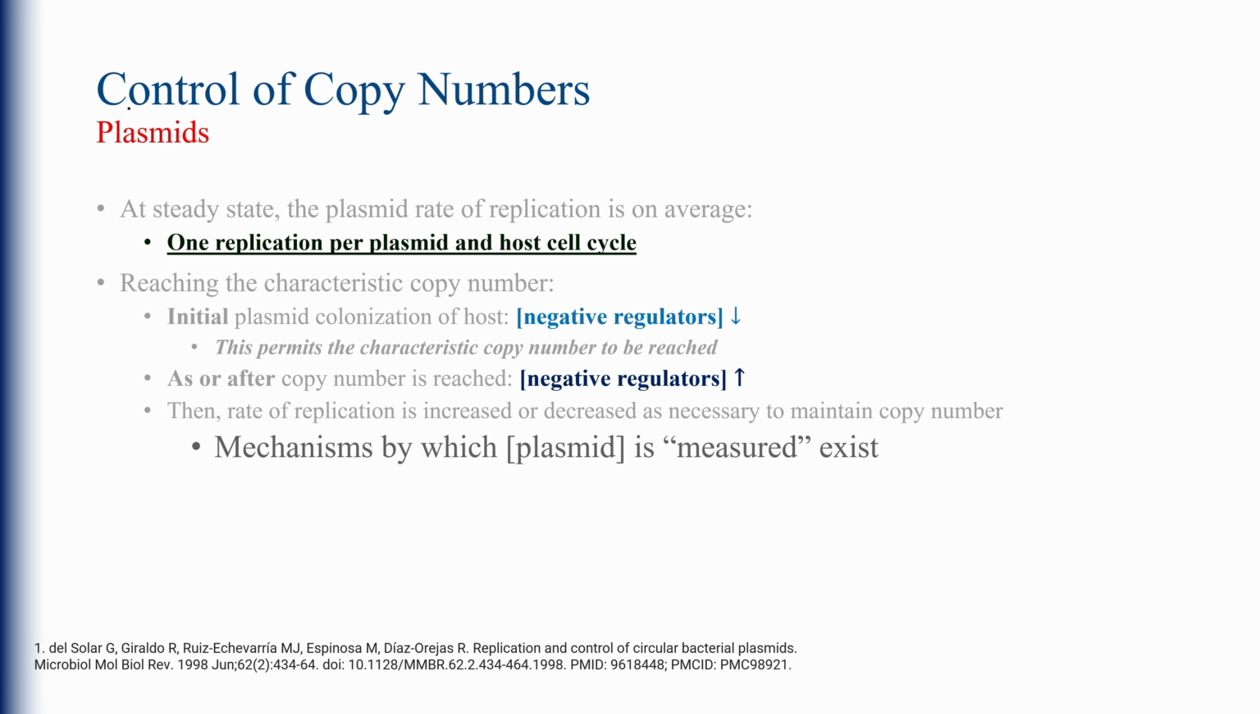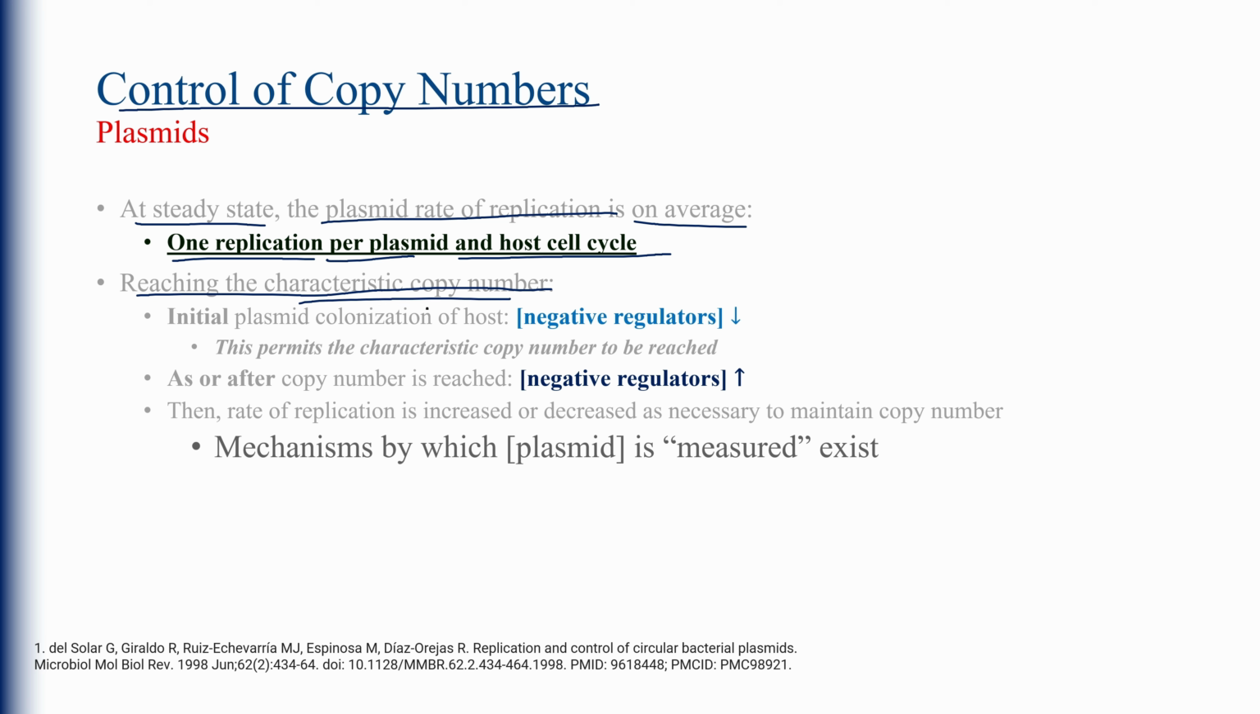So I do want to briefly discuss the control of copy numbers with regards to plasmids. You should recognize that at steady state, the plasmid's rate of replication on average is 1 replication per plasmid and host cell cycle. Now you should recognize that to reach that characteristic copy number, there has to be a certain regulatory means by which that characteristic copy number is first of all reached and then maintained. This is an area that's under research, but there are some models that have been described to try to explain the way by which a plasmid reaches the characteristic copy number and maintains it.